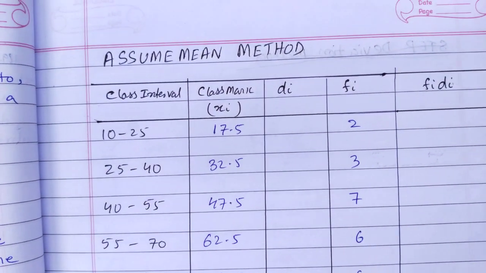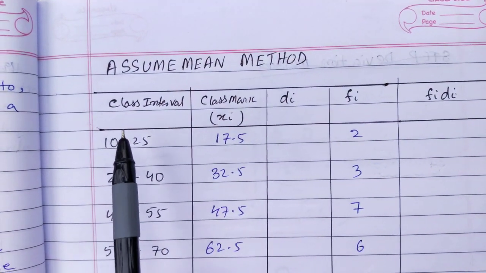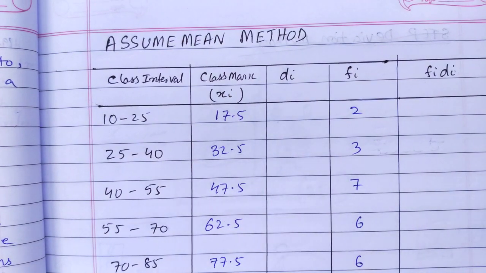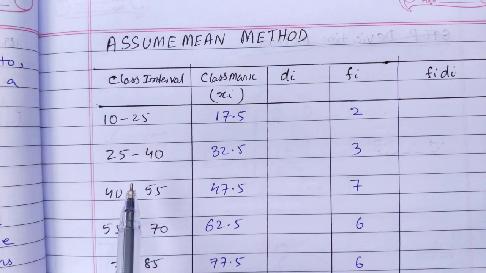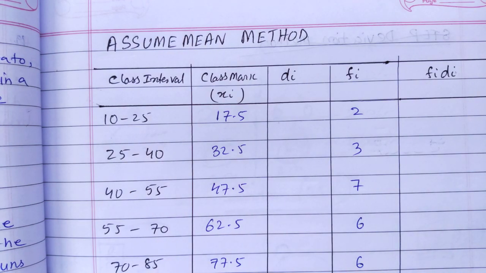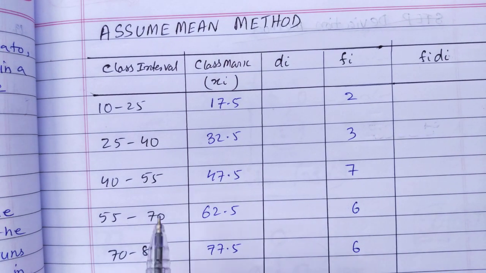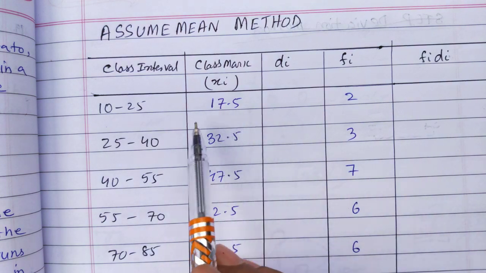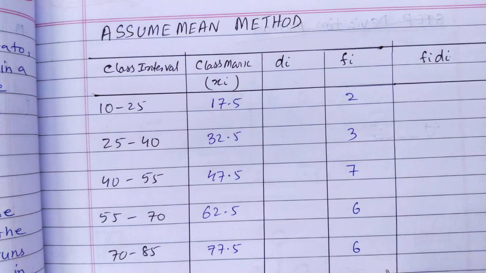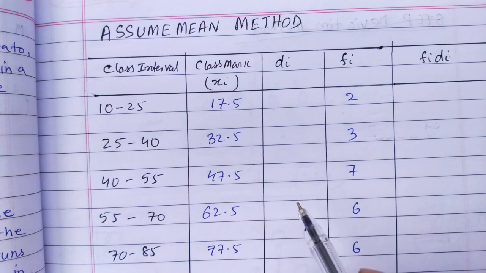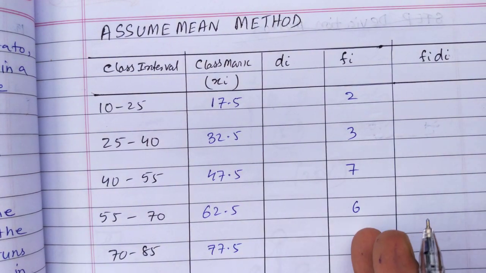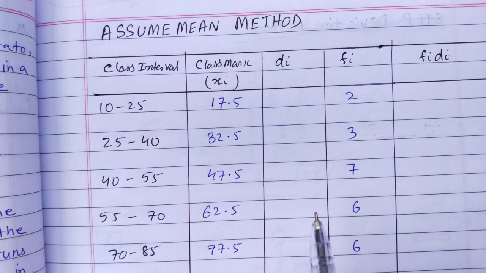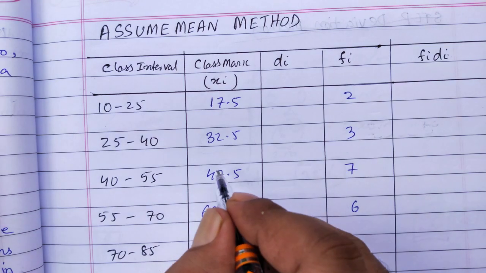Okay, assumed mean method, second method. The class interval is given and the class mark we have already found out. We have to add and divide by 2. I'm doing the same question to make you understand the usage of the formula. So the mid value I found. Now what is di? Di means you have to assume one as the mean. We don't know which one we have to take. You can select one of the values as the mean. So I'm selecting this one as the mean.